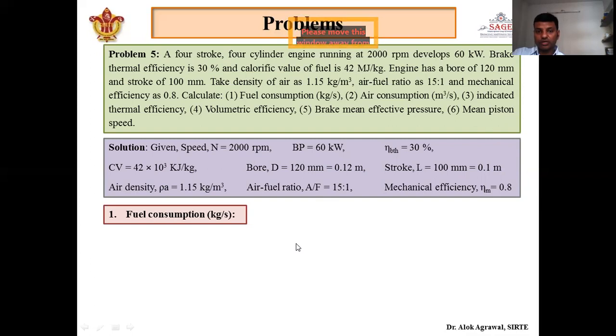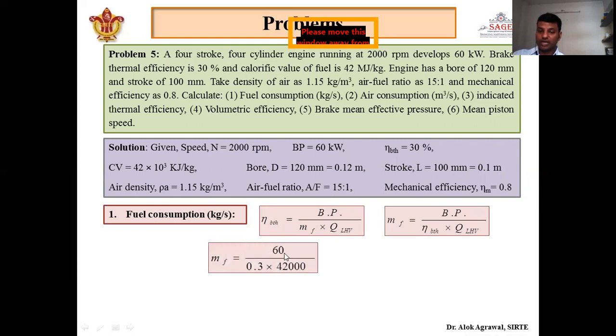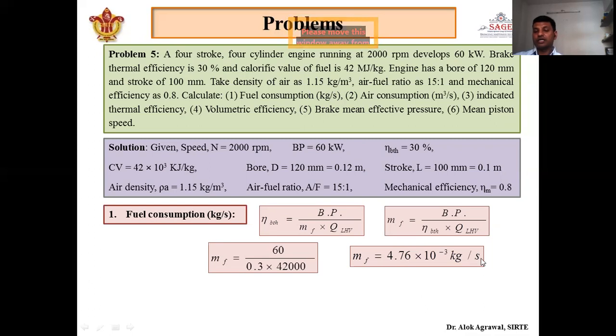So first, start with fuel consumption. We know that brake thermal efficiency is brake power upon MF into calorific value. Brake power is known, brake thermal efficiency is given as 30%. We have to calculate MF; calorific value is also given. By substituting all the values, we get MF as 60 by 0.3 into 4200. So we can easily calculate MF as 4.76 into 10 to the power minus 3 kg per second. Here it is also asking for mass of fuel flow rate in kg per second, so we are directly getting it in kg per second. No need to do anything here.